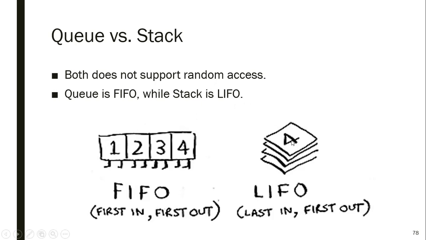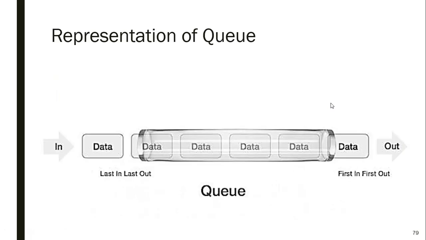The same happens here. If you want to access the card with number 1 printed here, first we have to pop this 4, then 3, then 2, and then 1. So random access is not supported here. This is a common point. But what is the difference? Queue is first in, first out, while stack is last in, first out. And this is something that you know now.